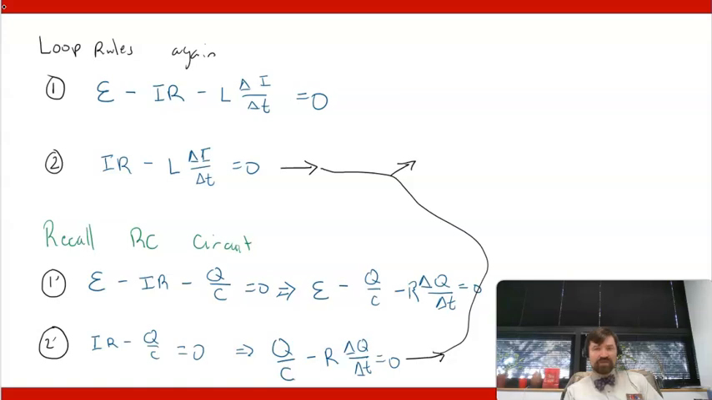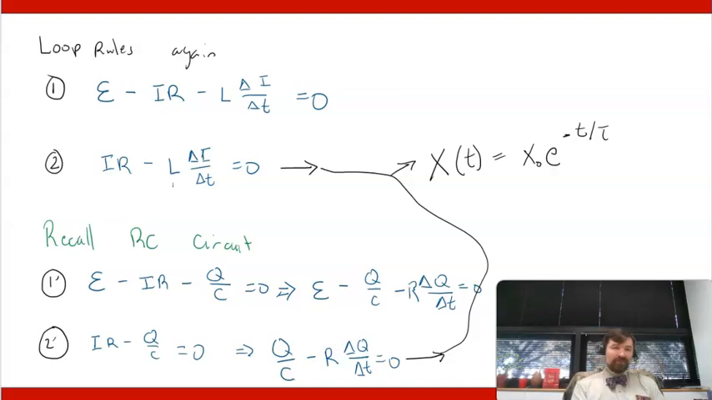Both of these we would expect to have essentially an equation of the form thing as a function of time, like Q or I as a function of time. We could call it X as a function of time is equal to some maximum X e to the negative T over tau. But down here, tau would look like R times C. For this one, because R is in the numerator rather than the denominator, we would expect tau to be L over R.